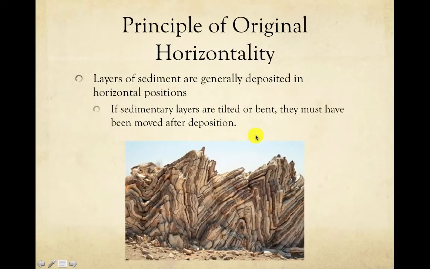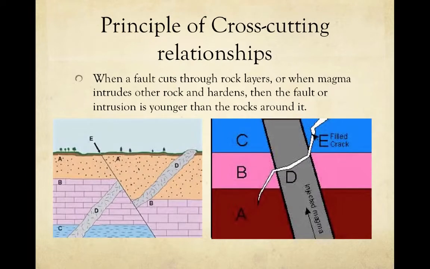Our second is the principle of original horizontality, which says that rocks are usually horizontal, and when they look like this, they must have been tilted or folded by plate tectonics. And our third was cross-cutting relationships, which stated that when an igneous intrusion, which means igneous rock shooting up, or a fault, where the rock breaks, cuts through layers, then it happened after those layers were already put down. So it's younger than all of the things that it cut through.